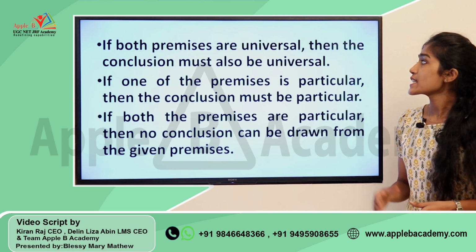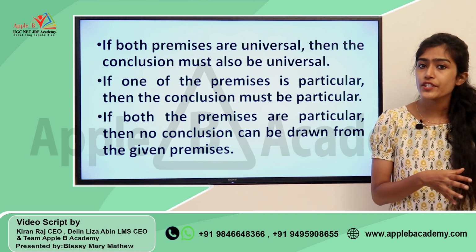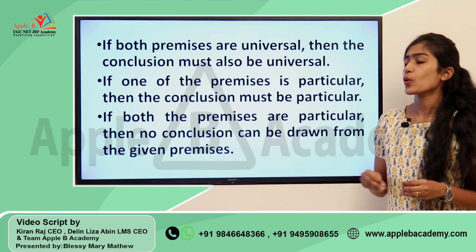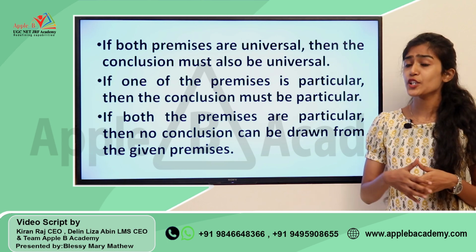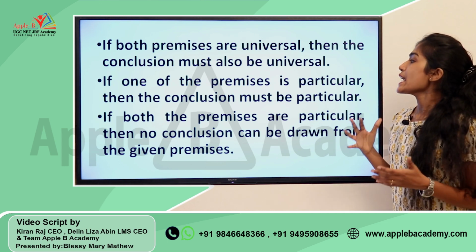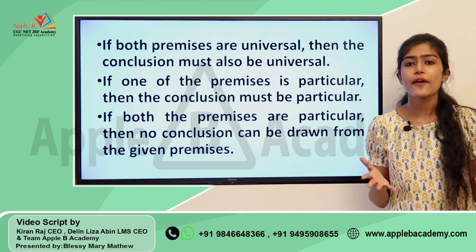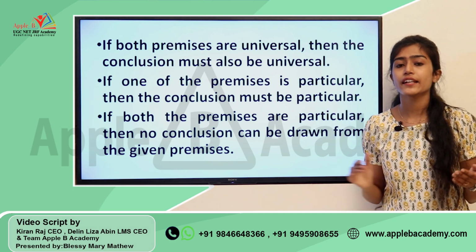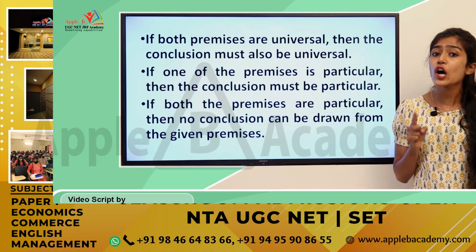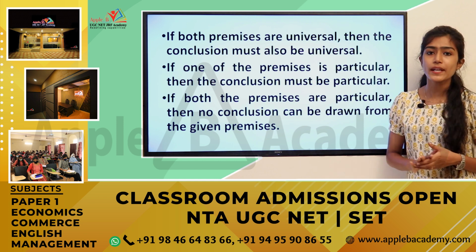Next, if both premises are universal, then the conclusion must also be universal. We know that we have universal and particular statements or propositions. So, if both the premises of your argument are universal, then obviously the conclusion must also be universal. Then, if one of the premises is particular, then the conclusion must be particular. Let us say the first premise is particular and the second premise is universal, then your conclusion will be particular because one of the premises or one of the statements is particular.